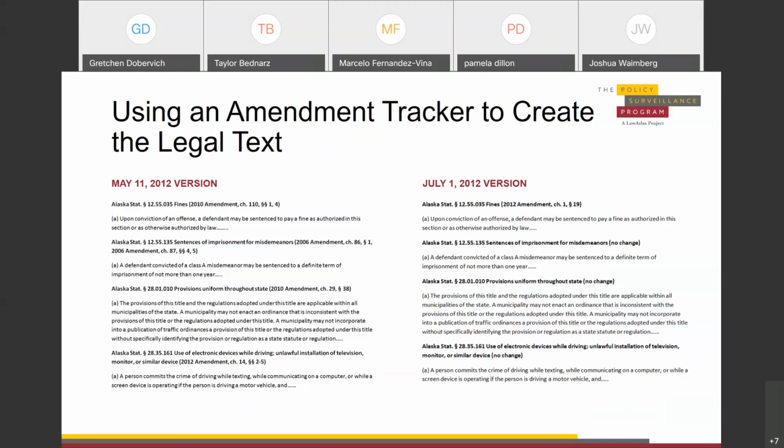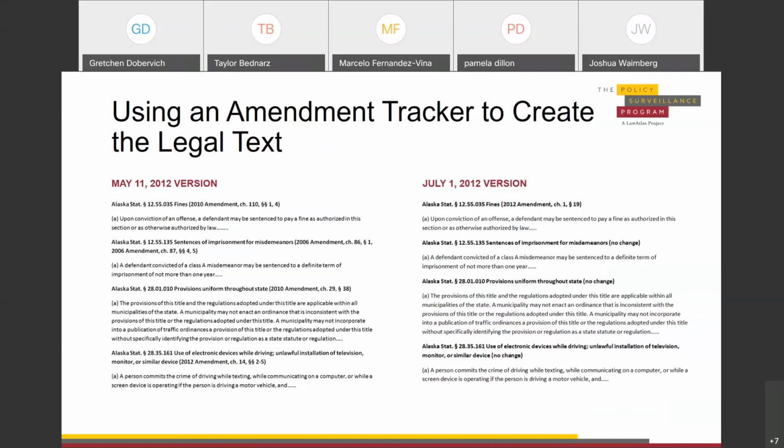So to create the July 1st, 2012 legal text, we're going to follow these steps. We're going to use the amendment tracker to confirm the changes in the law. We're going to open the previous version of the legal text, in this case, May 11, 2012, save as or otherwise duplicate the entire document, find the specific law that has changed. Here it would be 1255.035. Make the edits as necessary to that law, and then save the new version of the legal text as the July 1st, 2012 version of the law.